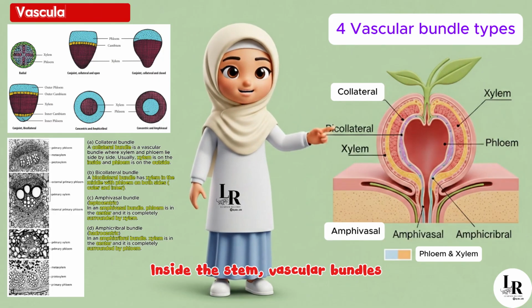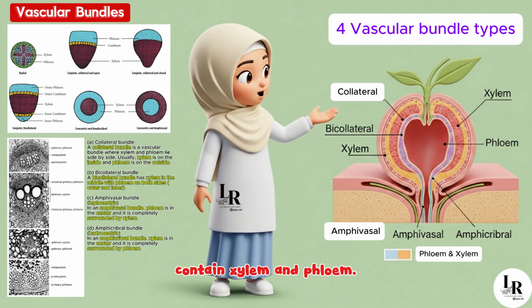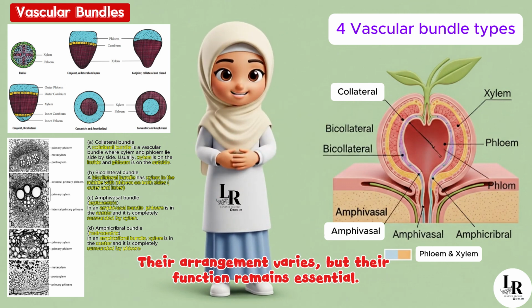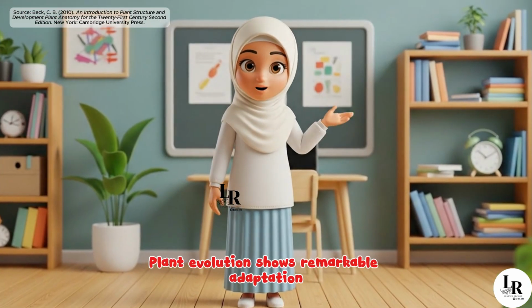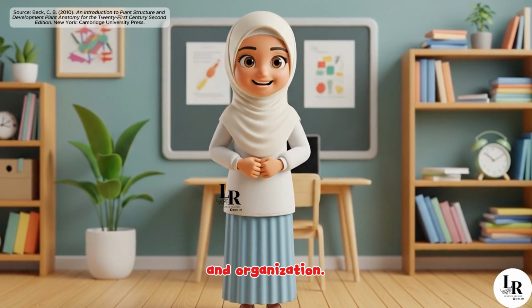Inside the stem, vascular bundles contain xylem and phloem. Their arrangement varies, but their function remains essential. Plant evolution shows remarkable adaptation and organization.